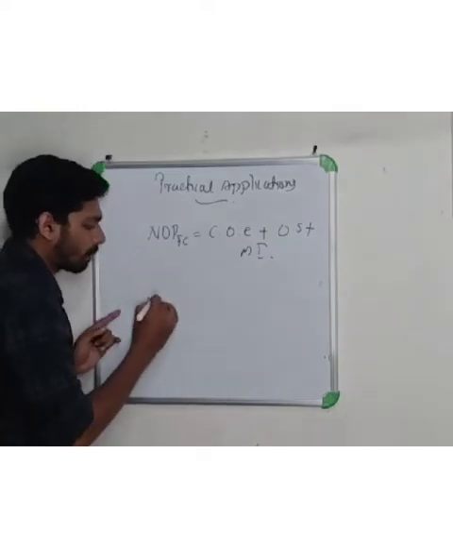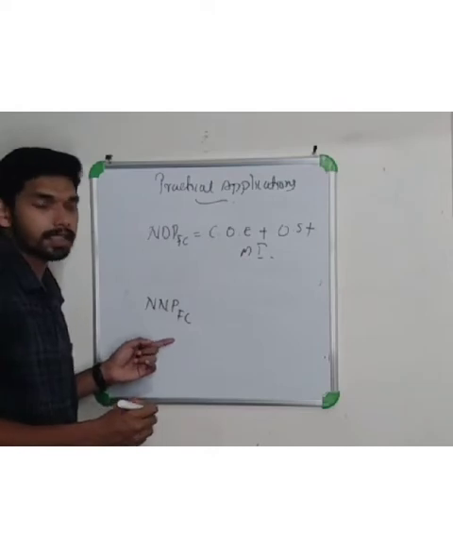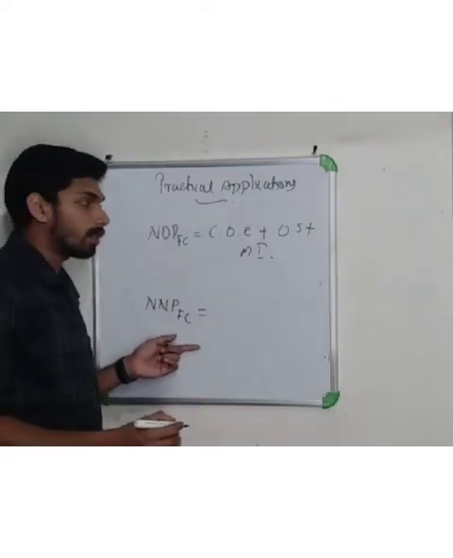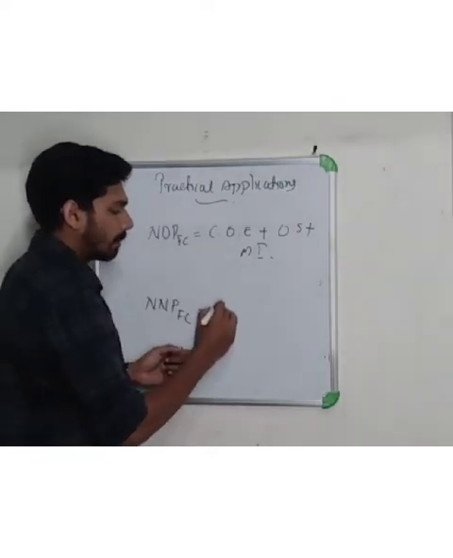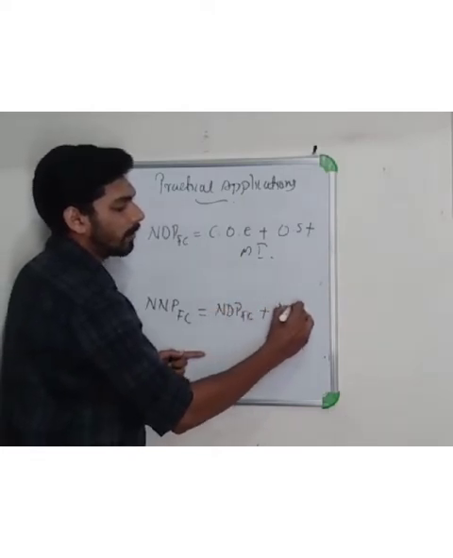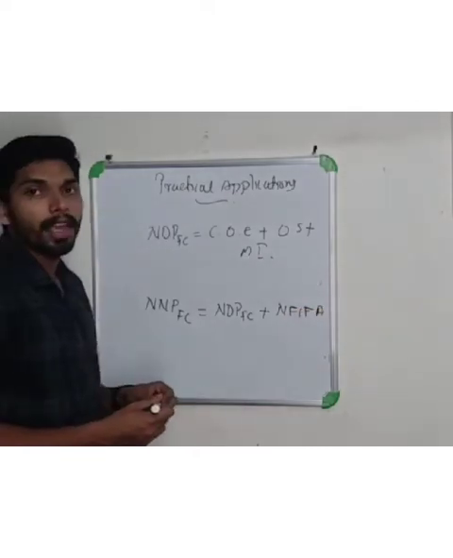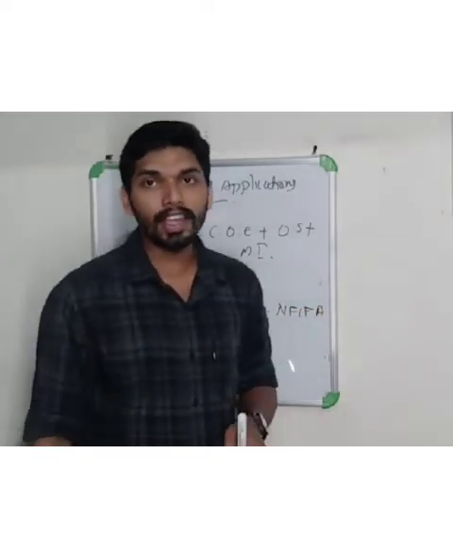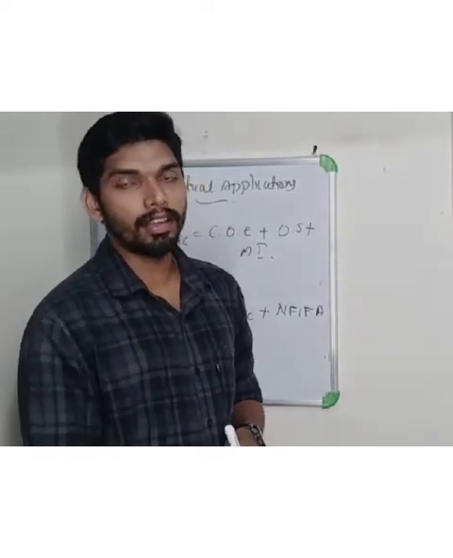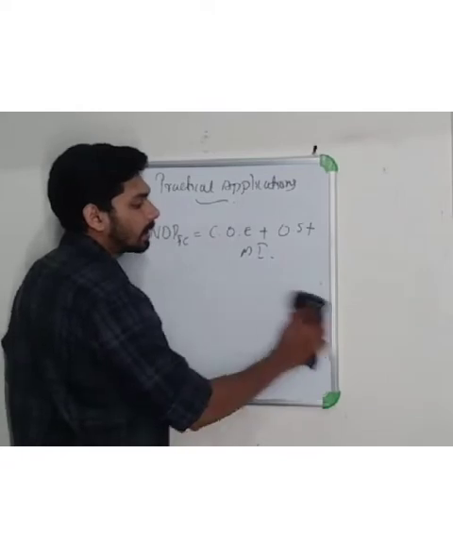And what is the formula for calculating national income? NNP at factor cost, that is the national income, is equal to NDP at factor cost plus net factor income from abroad.